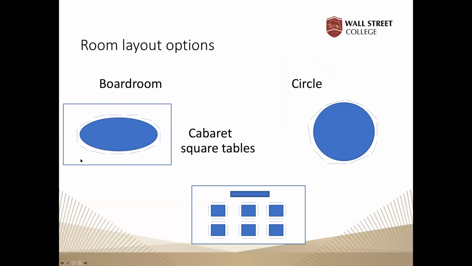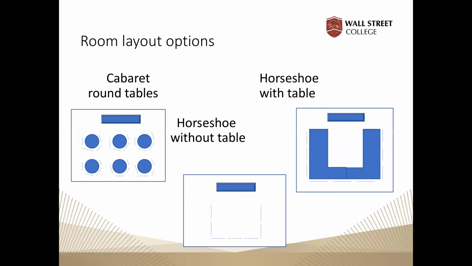First, boardroom, like this. Cabaret square tables, like this, which means like a live performance in a restaurant. Circle, like this. Different layouts might help you with a certain style of presentation. You need to check the venue before you present, and fit your presenting style to it.